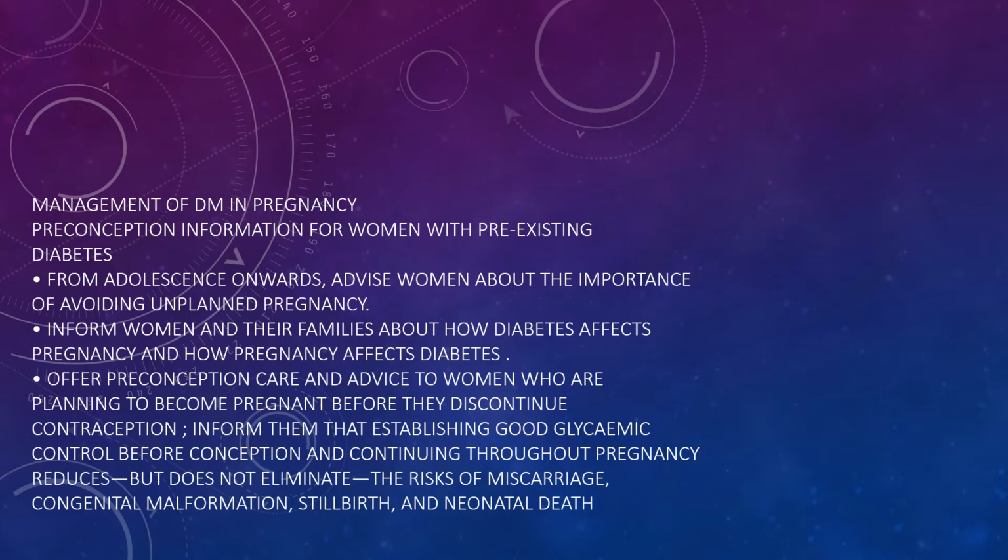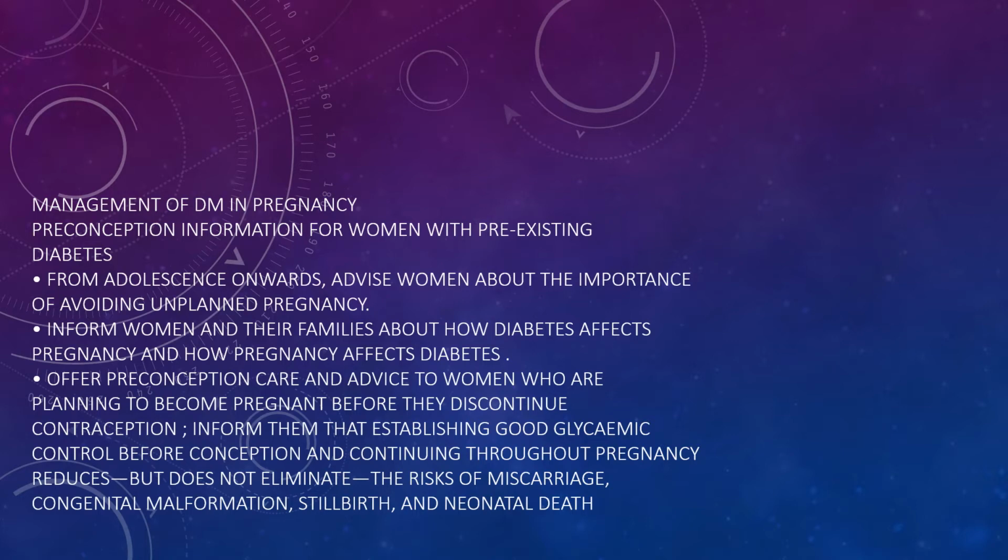If we receive a patient already diagnosed with diabetes, she should have preconception information for women with pre-existing diabetes. From adolescence onwards, advise the woman about the importance of avoiding unplanned pregnancy. Any diabetic woman should not enter pregnancy without planning. Inform women and their families about the adverse effect of diabetes on pregnancy and of pregnancy on diabetes. And they should also offer care and advice to women who are planning to become pregnant before they discontinue contraception.